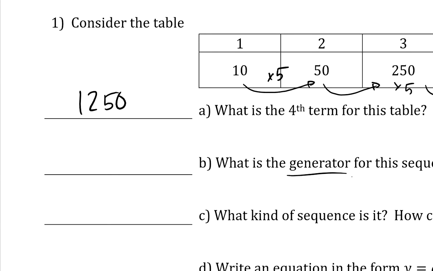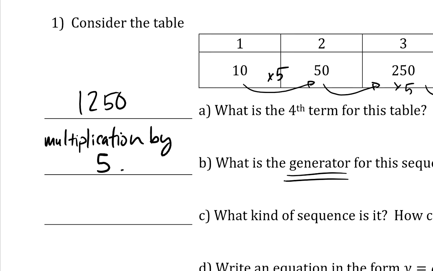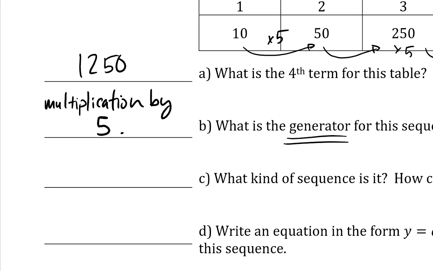The generator for this sequence, because it is geometric and I'm repeatedly multiplying by 5, my generator is multiplication by 5. What kind of sequence is it? This is geometric. And I can tell because it uses repeated multiplication.